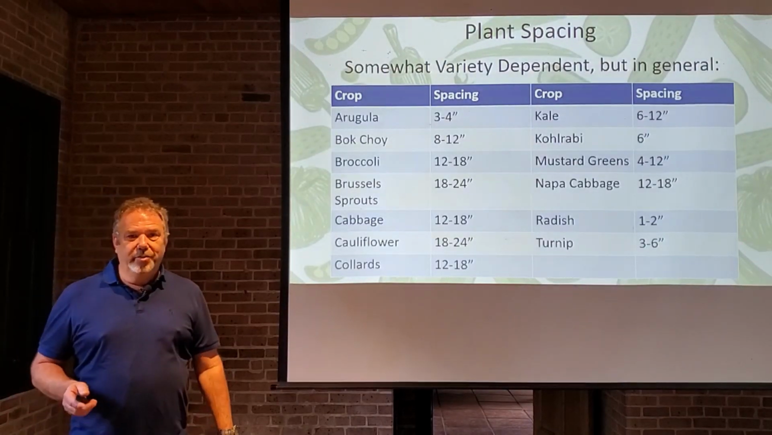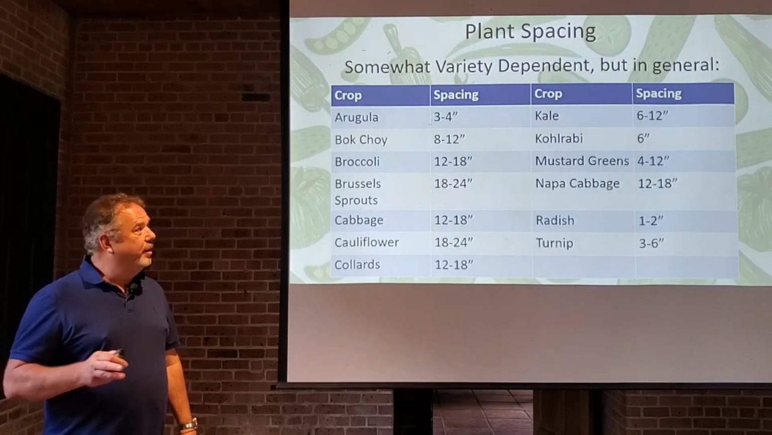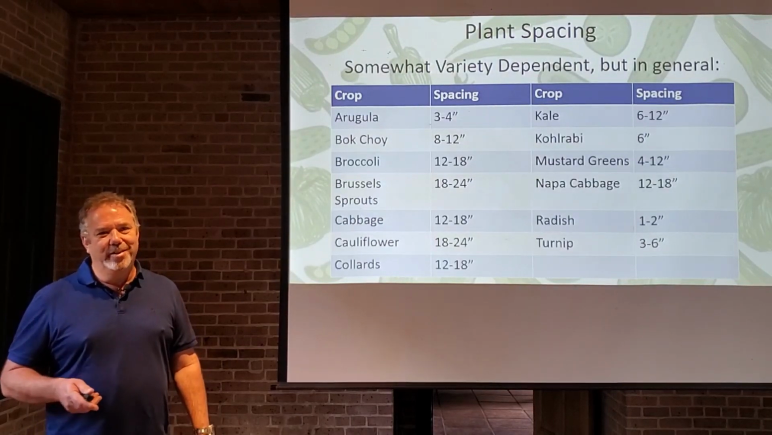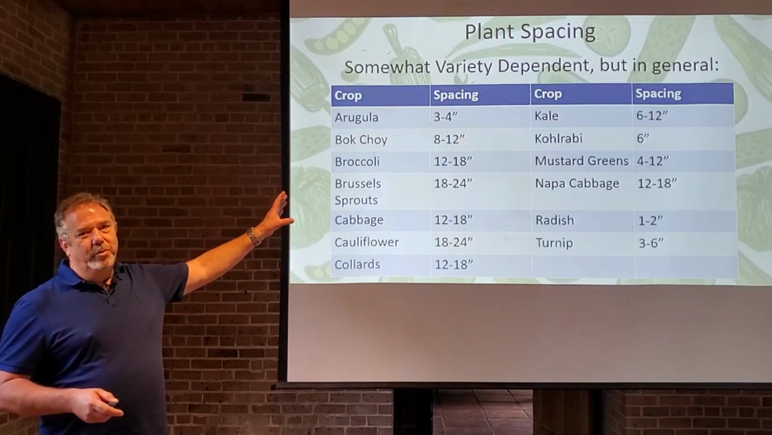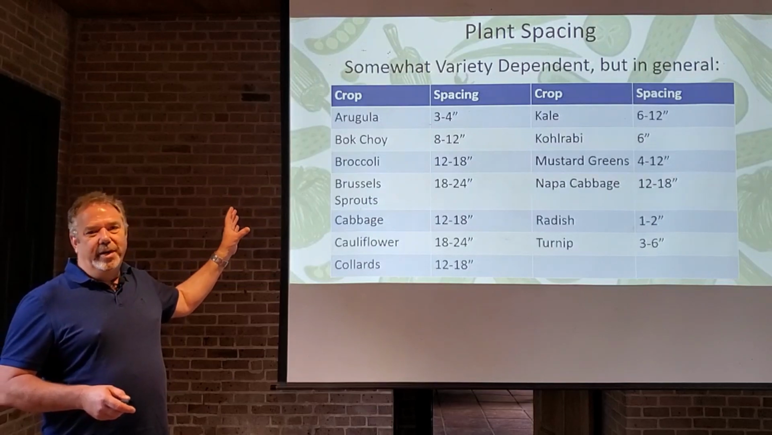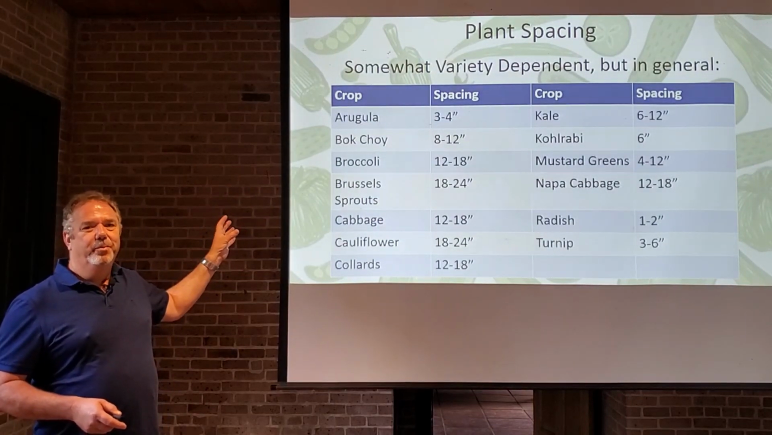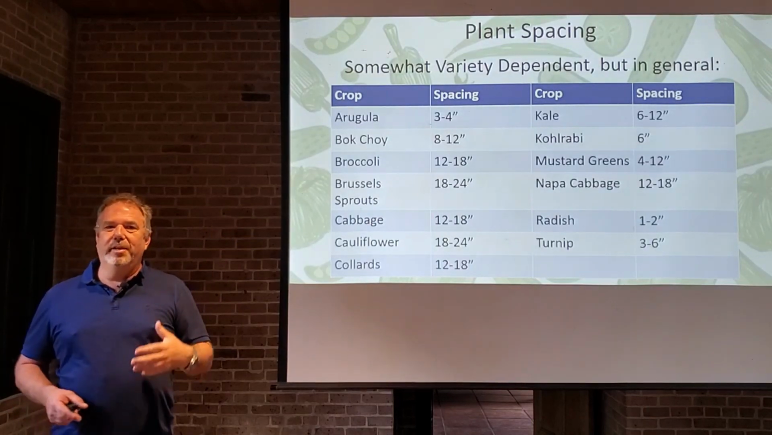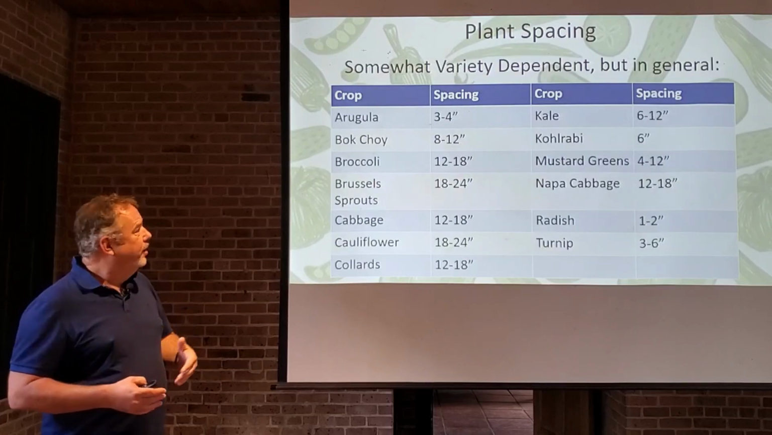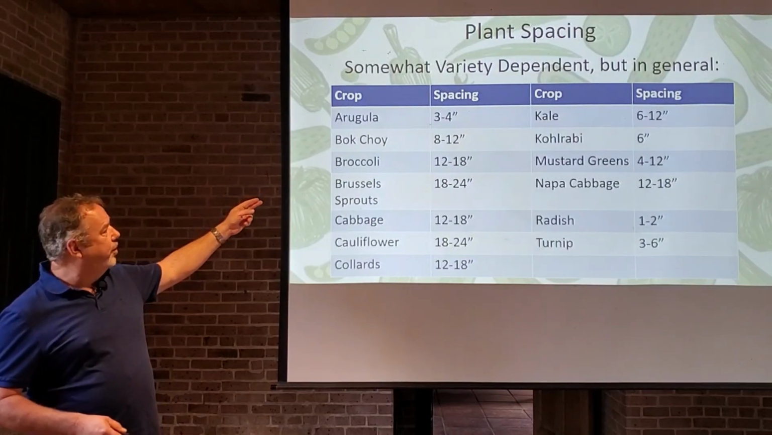Plant spacing is very important. Again, a lot of beginner gardeners make the mistake of planting things too close together. Let's admit it. Now, this is a general rule, and within each category, varieties may change. So when you are ordering your seeds, pay attention to what size it's going to be and the spacing that it requires. But arugula is usually only about 3 to 4 inches apart.